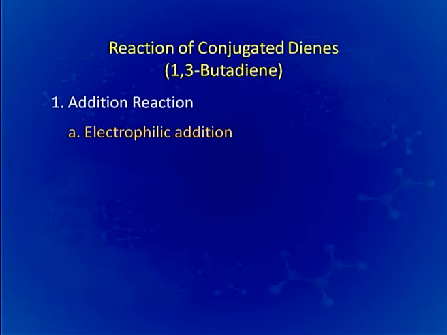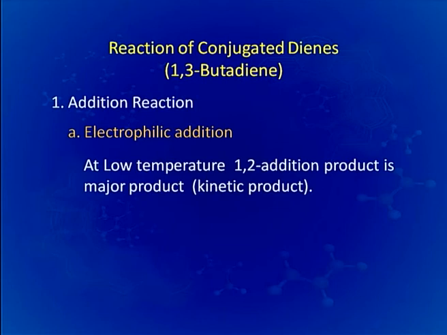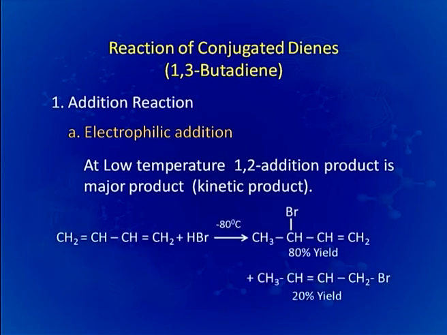Most important reaction of conjugated diene is addition reaction. This may occur through two ways. First is the electrophilic addition and second is the free radical addition. At low temperature, 1,2 addition product is the major product, which is also known as kinetic product because it is formed at a faster rate.